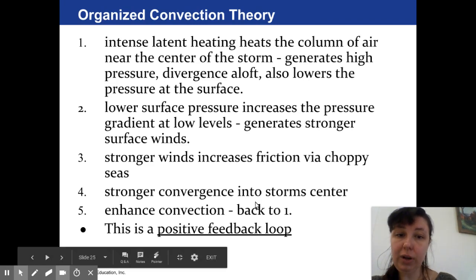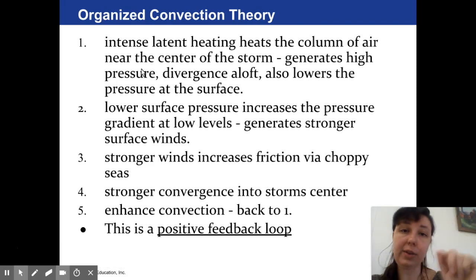If I have strong convergence at the storm center, right, I then enhance the convection and everything goes back to stage one and I keep feeding on itself. So I've created a natural engine, right? So I have a natural cycle occurring. This is known as a feedback loop.